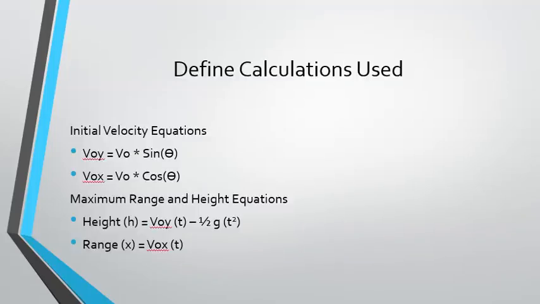The calculations that we used for this program were the velocity equations with v naught y and v naught x, and for the maximum range and height equations we used height and range.